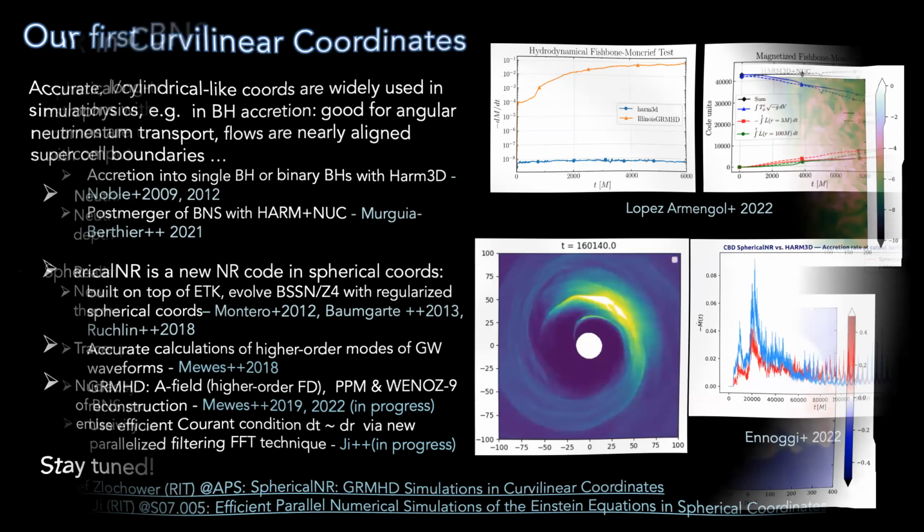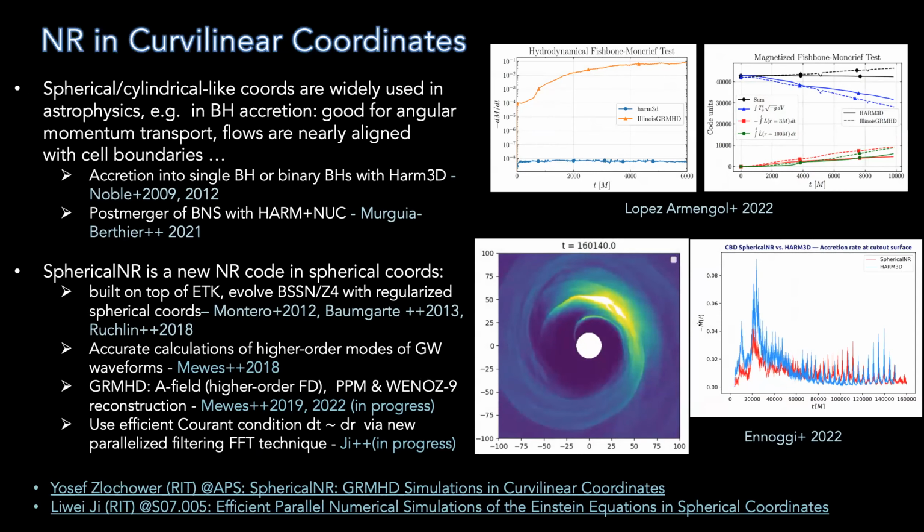So curvilinear coordinates, I want to say something about curvilinear coordinates and why they're important. They're important because they're widely used, first of all, in astrophysics to treat problems like black hole accretion. They're obviously very good to treat angular momentum transport because the flows are in line with the cell boundaries. They're also very good to do post-merger of binary neutron stars.